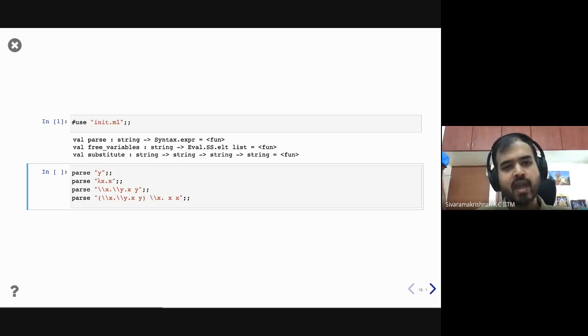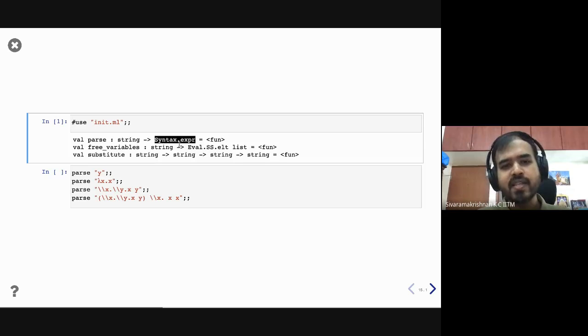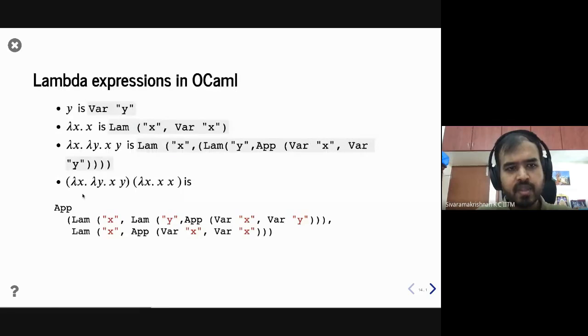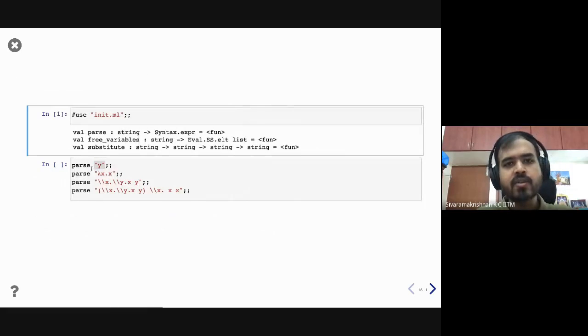A string representation of lambda, and then it returns an expression type. It's a syntax.expression, and this expression type is the same as the type we saw just now. Here is a way of parsing some lambdas. These examples are the same as the ones I've written down here. So what does the parser do? The parser takes the string representation of the lambda expression and returns an abstract syntax tree, the value representation of lambda calculus.